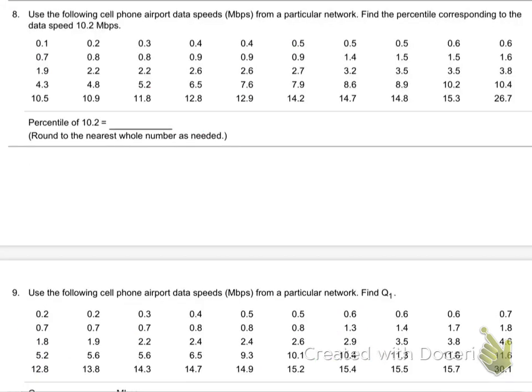Okay, so now we are on to this question. These are some cell phone airport data speeds for a particular network, like how long it takes their cell phones, or how fast their cell phones are. Find the percentile corresponding to 10.2. So there's the 10.2, and they're asking us, what's the percentile of that 10.2? Now, you've got to be clear on what percentile is. Very important thing to put on your sheet of notes for exam number 1.